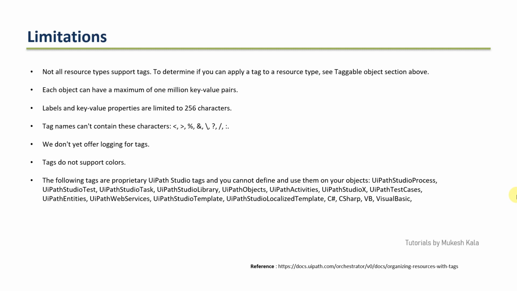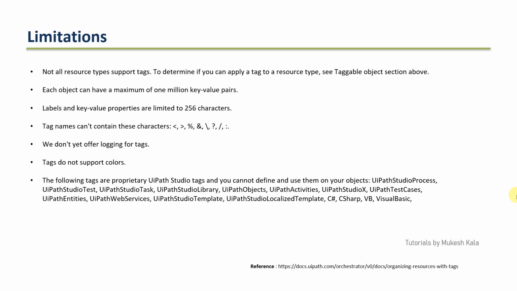Labels and key value pairs have a limitation of 256 characters. So let's say if you want to have a value which is more than 256, you would need to face this limitation, right? Tag names cannot contain certain special characters, and if you want to use those special characters, as of now, you cannot do it, right? We do not offer logging for tags, so the logging option is not available for tags.